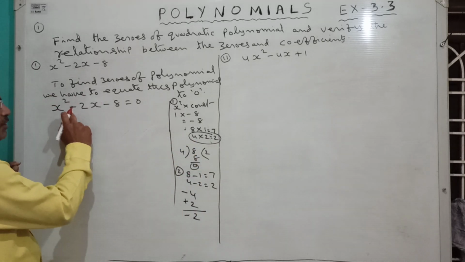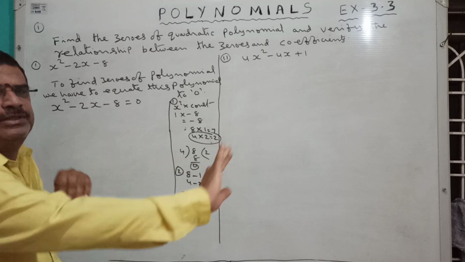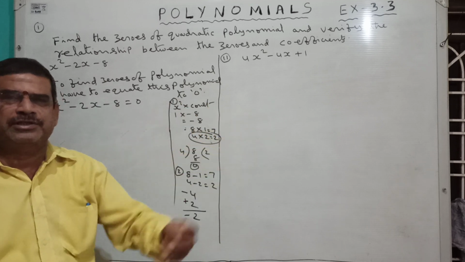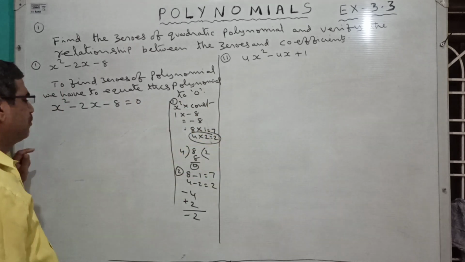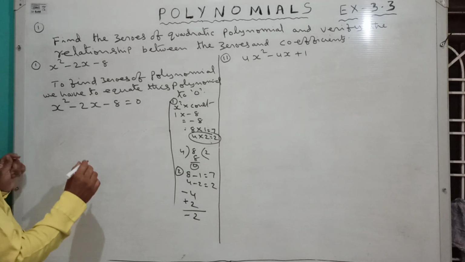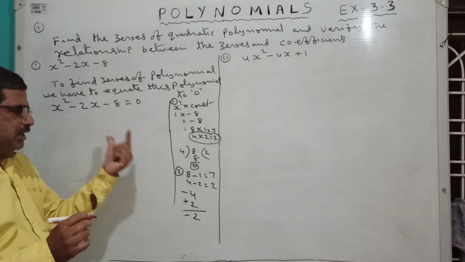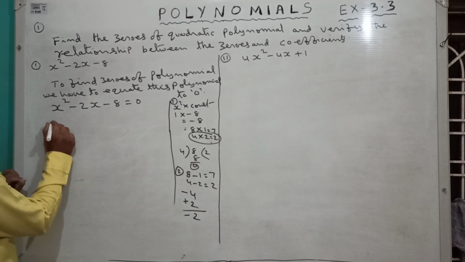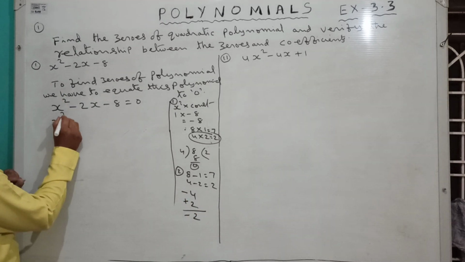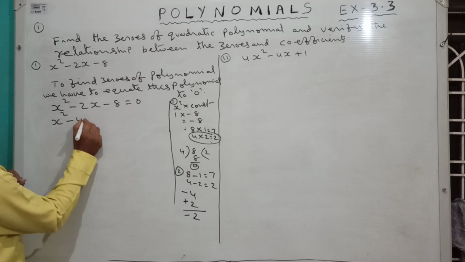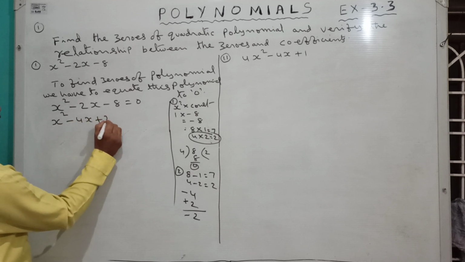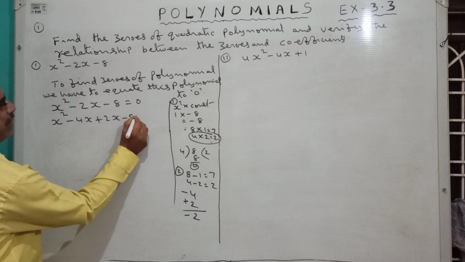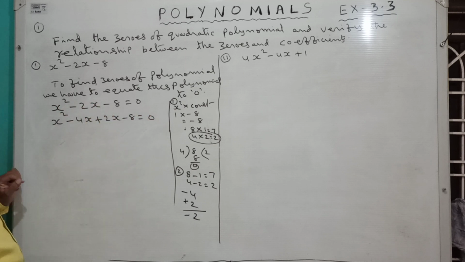I will write this minus 2x by splitting it, separating it. So instead of writing minus 2x, I will write minus 4x plus 2x. So x square minus 4x plus 2x minus 8 is equal to 0.